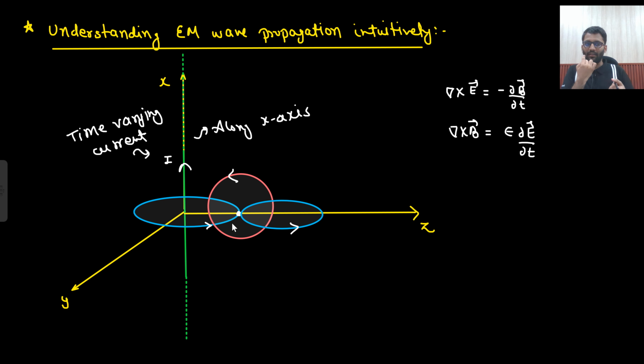So if I know the direction of del cross E, then what will be the direction of E? This is the direction of del cross E. Then E will be perpendicular to the plane containing del cross E, so E will be in the XZ plane. Is that clear to you? This should be clear.